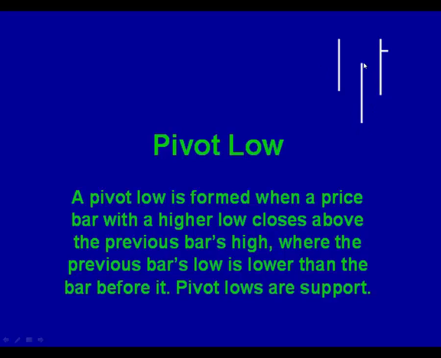What we're looking for is a close above the lowest low bar. It has to close above the high of that. So this is a simple 3-bar pivot. We're going to see examples of a complex pivot.